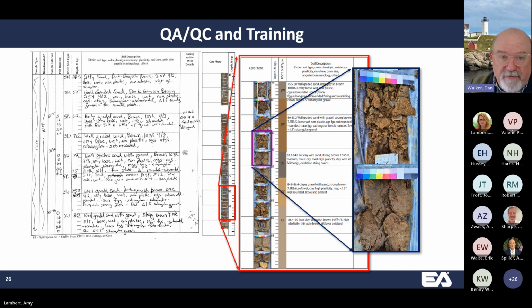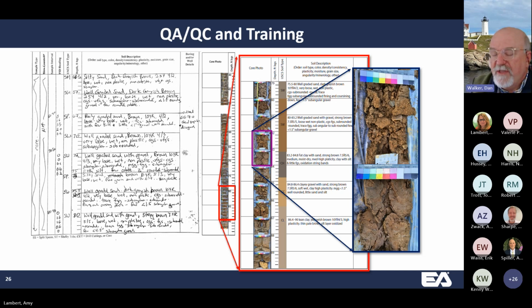Many times this information is then taken and just put into a digital database, and the person that collected it is no longer involved in the project. And you've got a project geologist that now takes this information and tries to incorporate it into an improved conceptual site model. And it's just a real challenge in many cases.